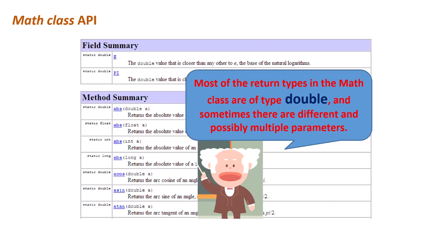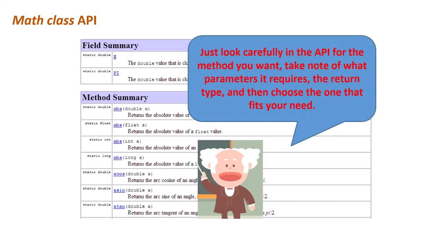Most of the return types in the math class are of type double, and sometimes there are different and possibly multiple parameters. Just look carefully in the API for the method you want, take note of what parameters it requires, the return type, and then choose the one that fits your need.